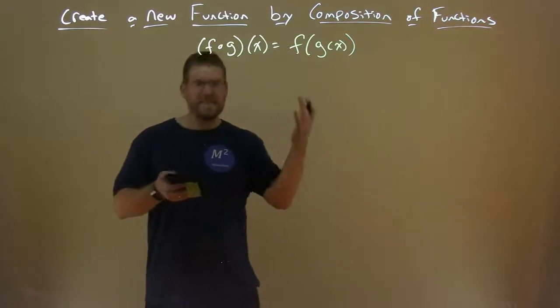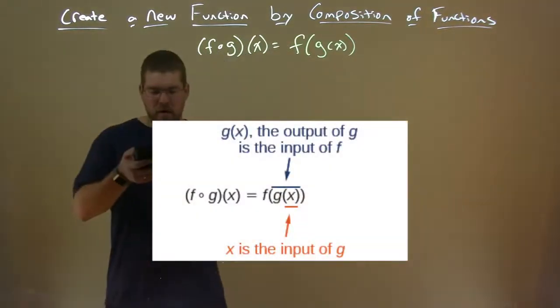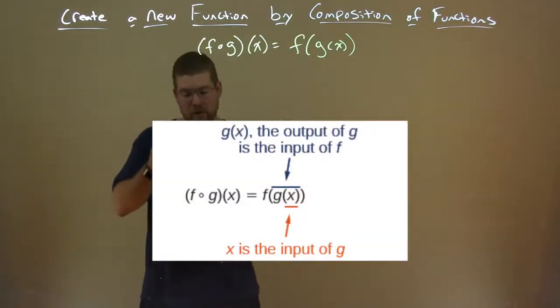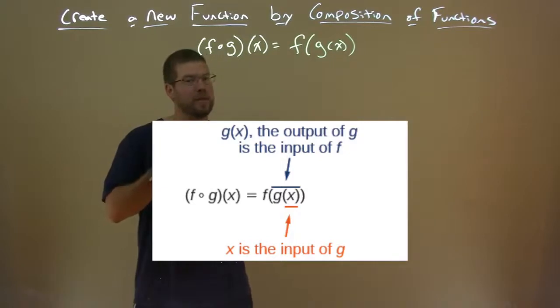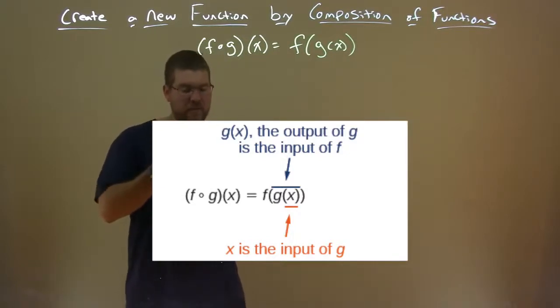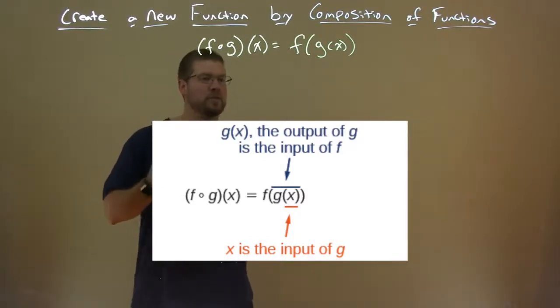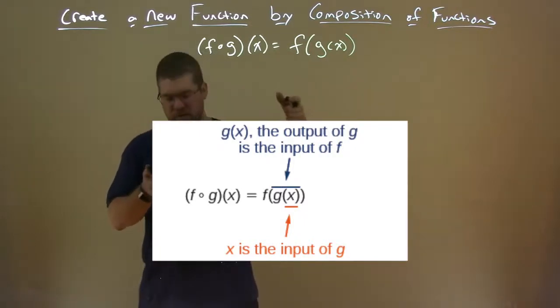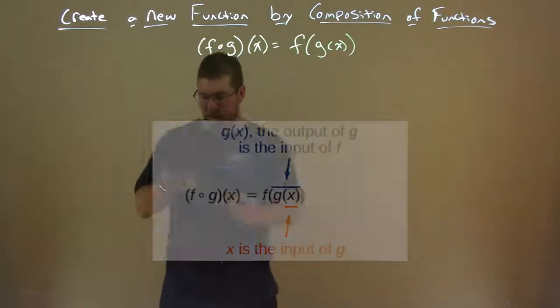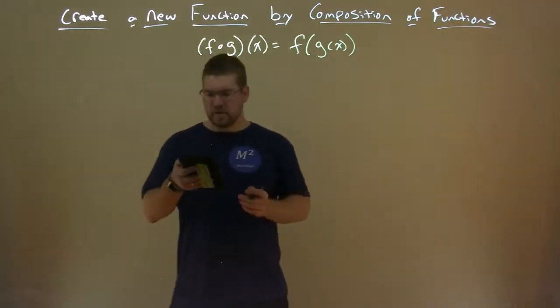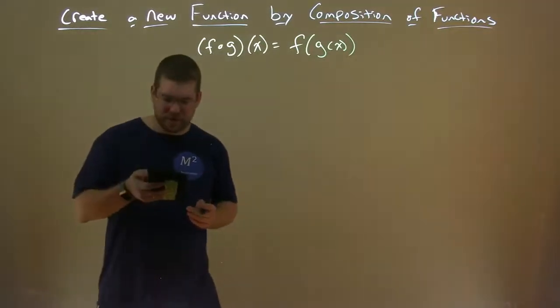Okay? So we can see an image here of that. g of x, the output of g, is the input of f. So the output of g becomes the input of f there, and x is the input of g. So x goes into g, it gets an output. That output goes as the input into f of x, and that's our composition function. Okay? Alright, so let's go with an example here.